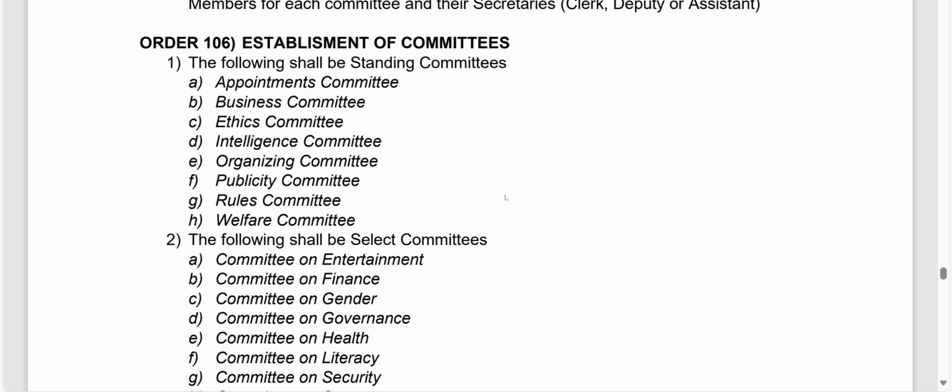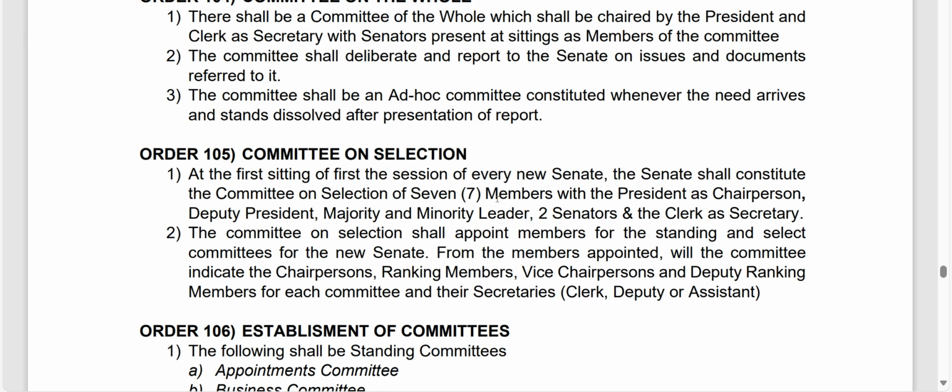The Senate has 16 committees because the Senate is smaller in number as compared to the Parliament. They have 8 standing committees, 8 select committees, and also the Committee of the Whole and Committee of Selection. The Parliament has the Parliamentary Service Board. In the Senate, it's called Senatorial Service Board. It is chaired by the President of the Senate.